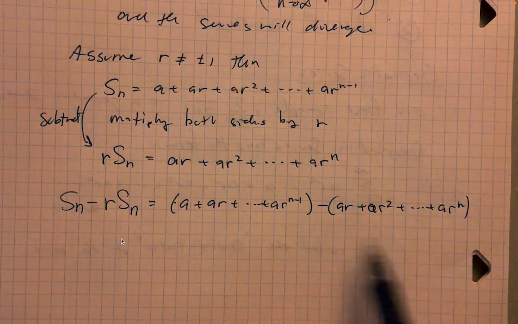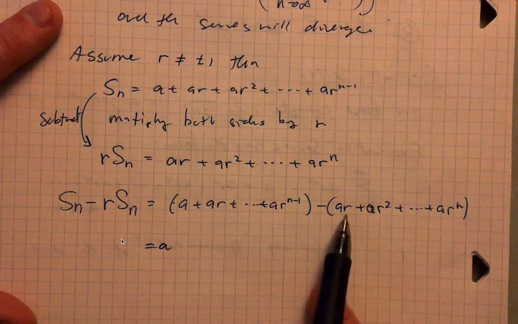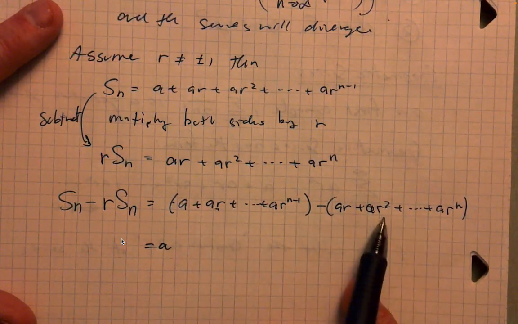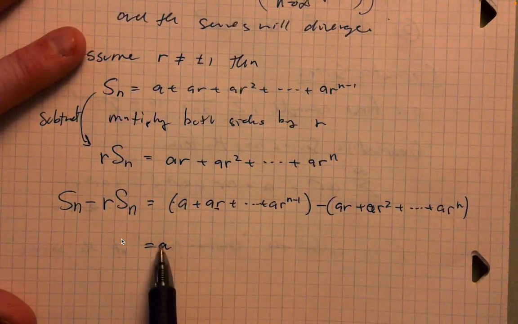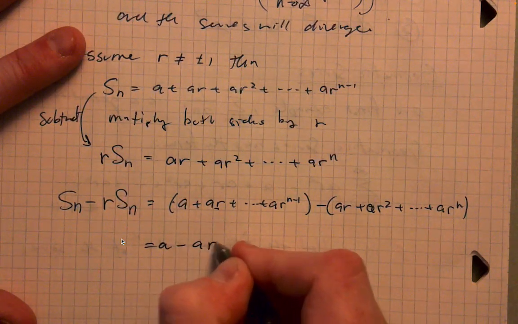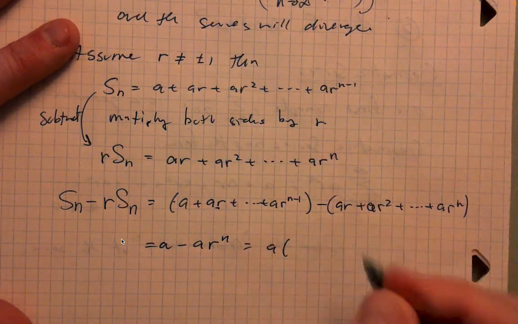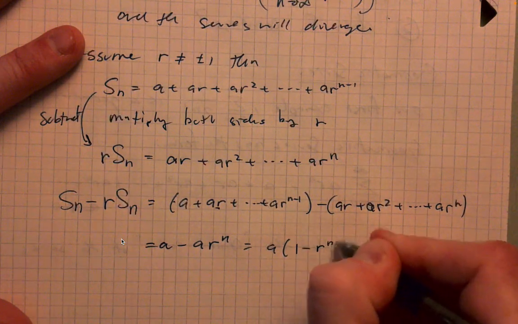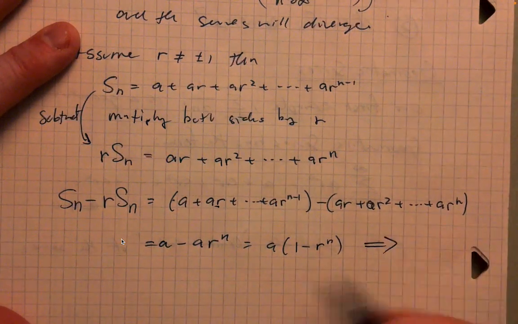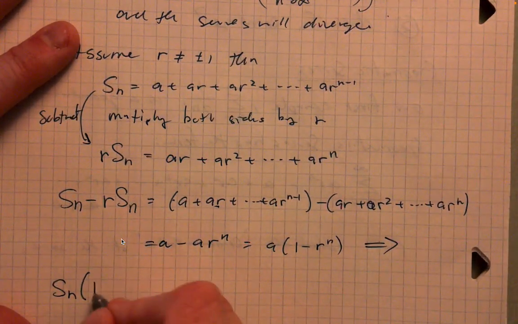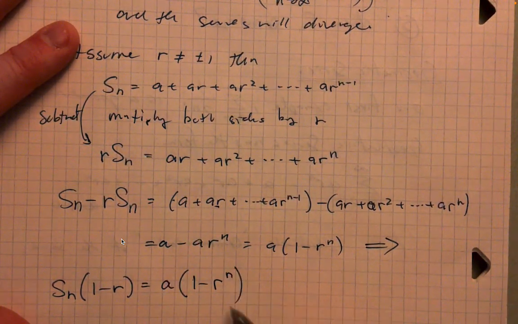Now what's going to end up happening here? Well, you're going to have the a, but then the ar minus ar, and then there's going to be an ar squared minus ar squared, right? All the middle terms are going to back out of this, and it's going to be a basically minus ar to the nth power, which will be equal to a times 1 minus r to the nth power, like so. Okay, so what I have now is S of n times 1 minus r is equal to a times 1 minus r to the nth power.